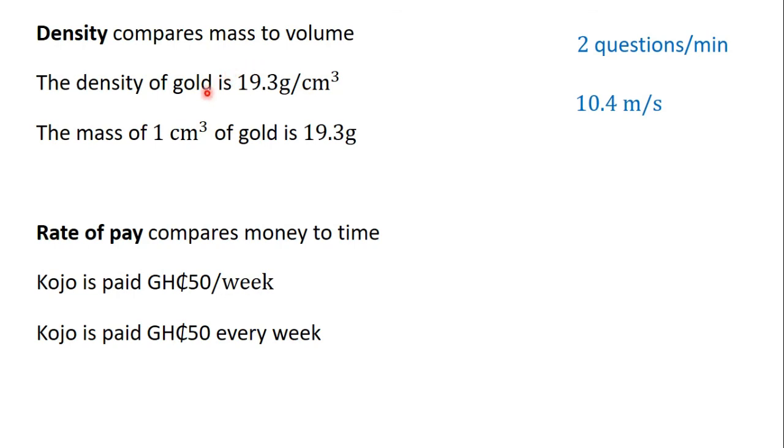In this example here, we have seen that density compares mass to volume. Using the density, we can find the mass when there's a change in volume. We can also find the volume when there's a change in mass. In this example here, we have seen that the rate of pay of Kofi is 50 Ghana cedis per week. Using this rate of pay, we can find the number of weeks it will take Kofi to earn a certain amount of money. We can also find the amount of money Kofi will earn in a certain number of weeks.